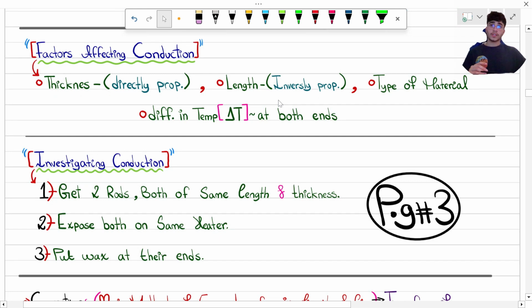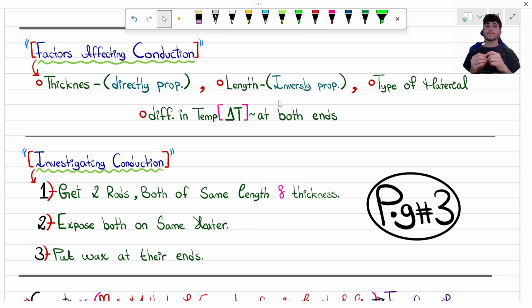Factors affecting rate of conduction: the thickness of an object, directly proportional. If an object is more thick, the rate of conduction is going to be faster. Length is inversely proportional. If the object is smaller in length, it will be easier because there will be less number of particles. So it will be easier to transfer the kinetic energy and heat from this end to the other end.